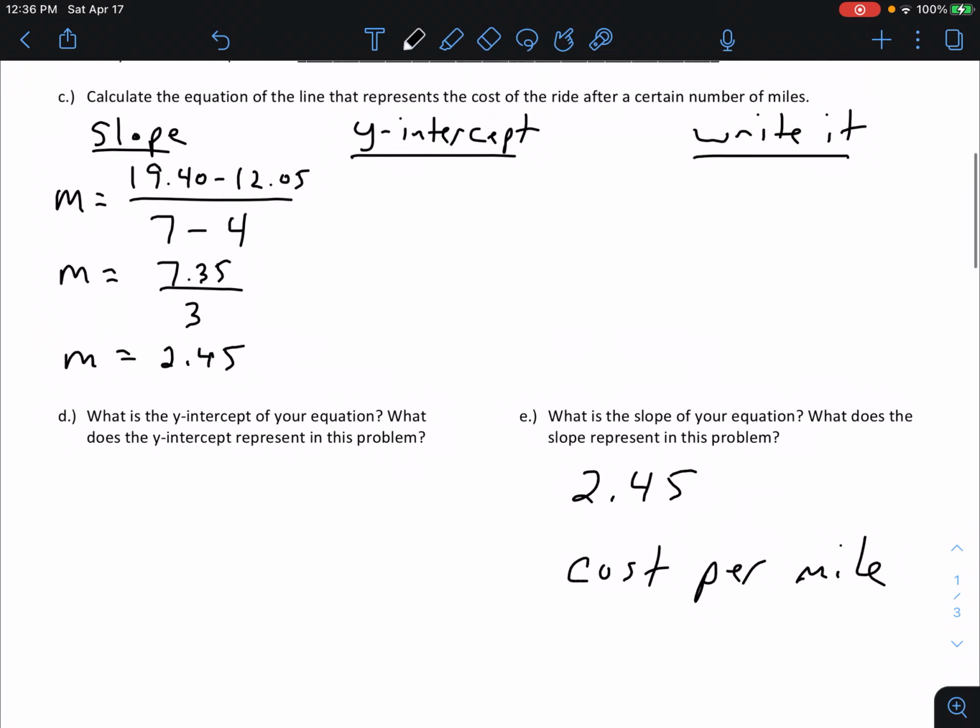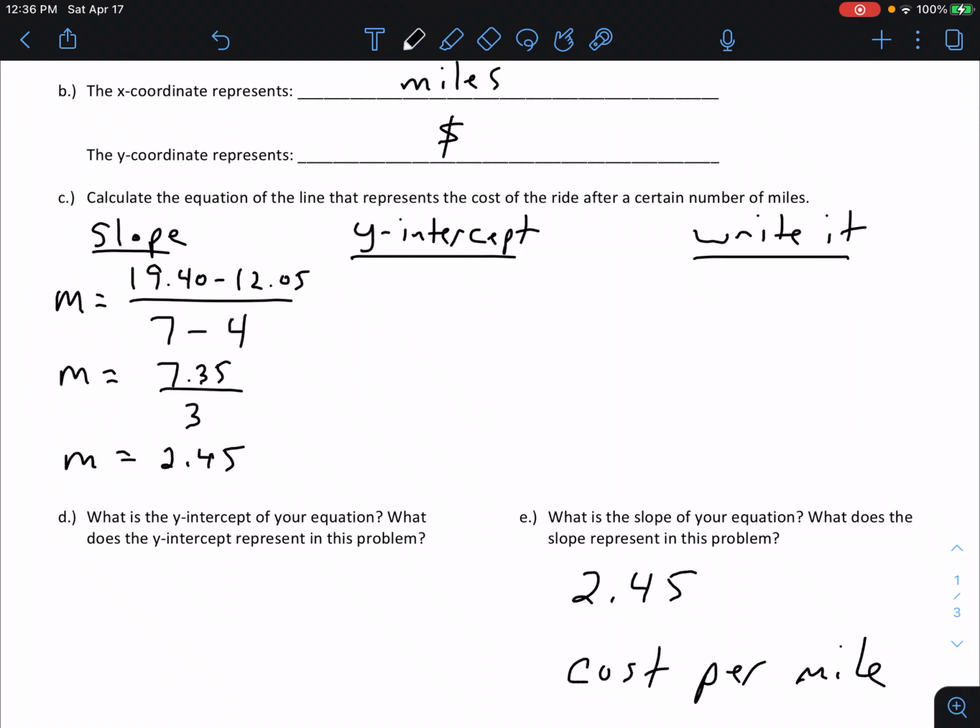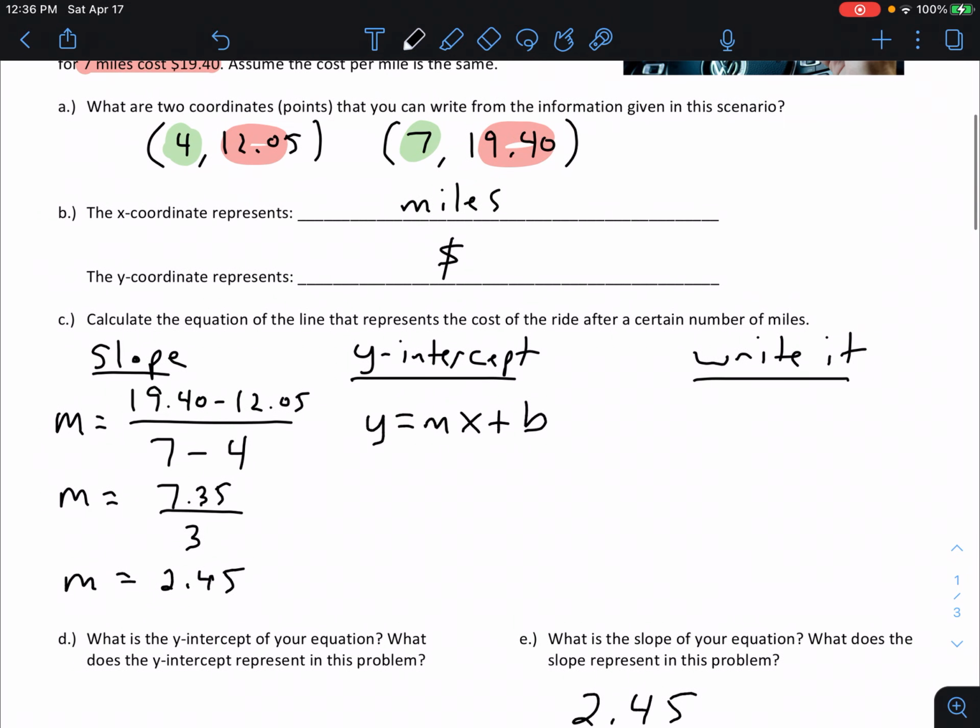All right, so now we're going to come back up here and find the y-intercept. Okay, so y equals mx plus b. I found my slope. I'm going to pick one of these points. I kind of like the first one better, so I'm going to go with this one and say this is my x, this is my y. I'm going to say 12.05 equals 2.45 times 4 plus b.